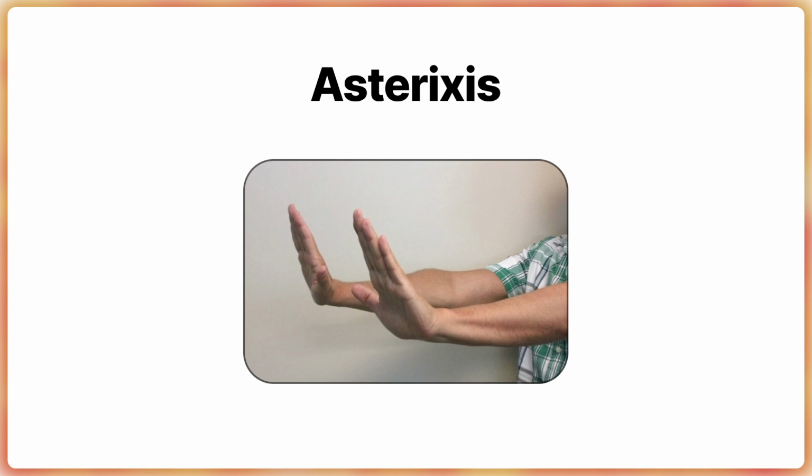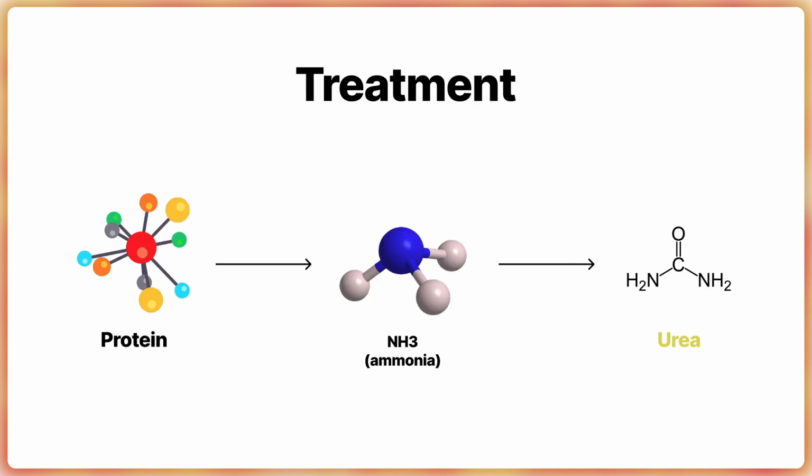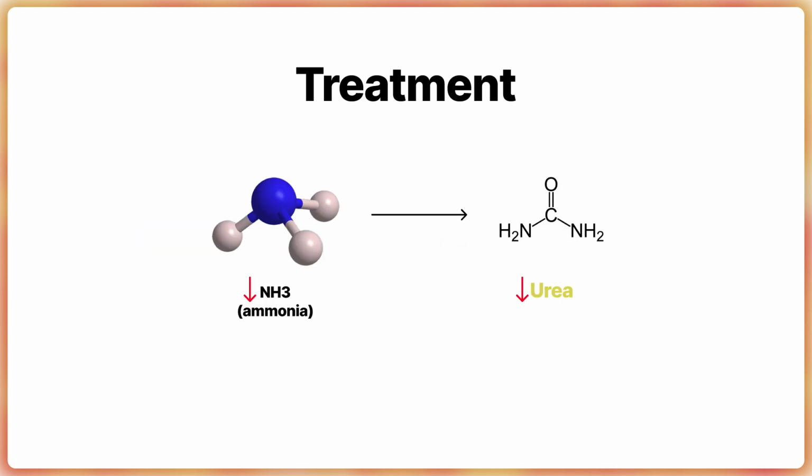Now that we've covered the clinical presentation of hyperammonemia, let's move on to treatment. Since ammonia is derived from protein, if we reduce protein intake in the patient, we will automatically observe a decrease in both ammonia and urea levels. Alongside dietary modification, we can also use two high-yield medications, lactulose and rifaximin.